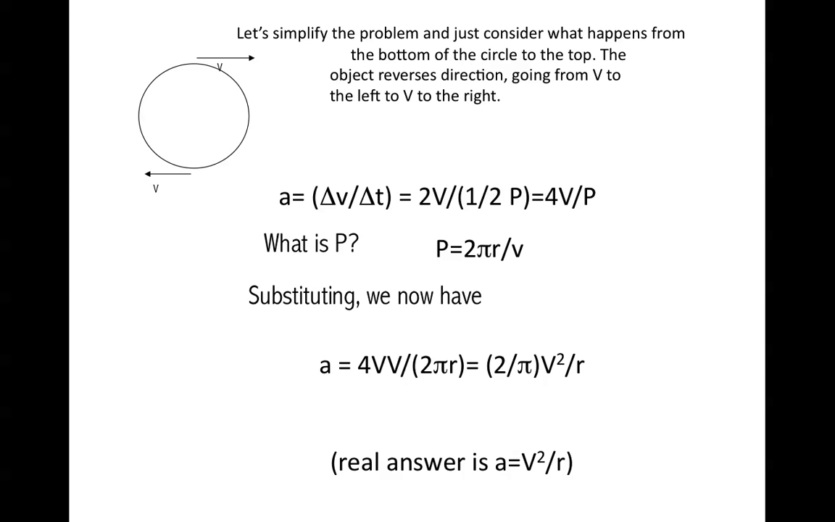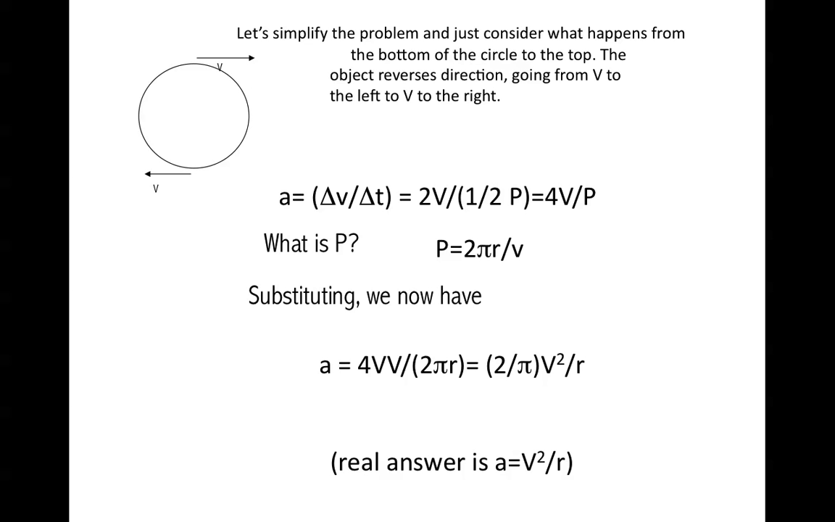So delta v, the change in velocity, over some time interval, delta t. The velocity in this example has changed by twice v because it was going to the right in the first part and to the left at the bottom. So delta v is 2v. At the same time, the object has gone halfway around the circle. The period of an object is defined as the time it takes to go all the way around the circle. So the time interval involved is 1/2 p. So the acceleration is 4v over p.